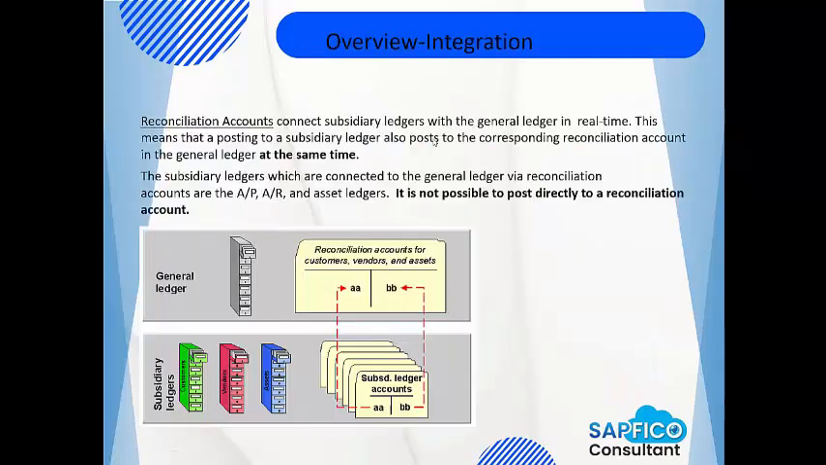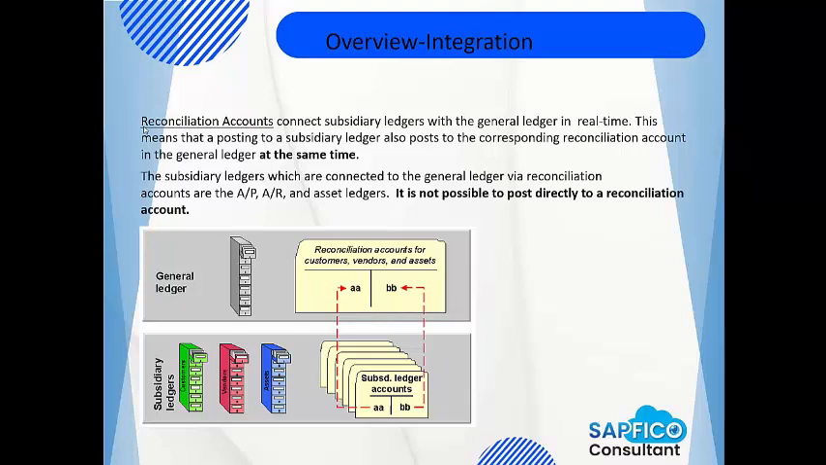So let's understand the integration between the AR module and the general ledger. In the general ledger, we have something in the customer account called the reconciliation account. So in the customer master, we update the GL account, which is the posting to happen from the customer account to the GL.